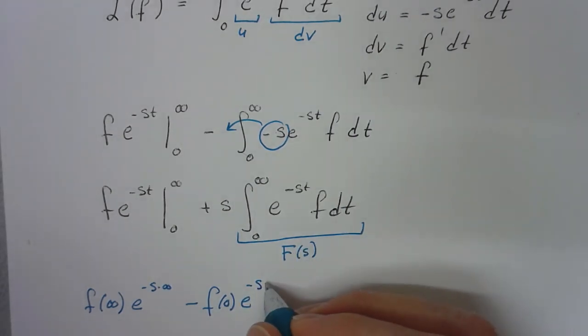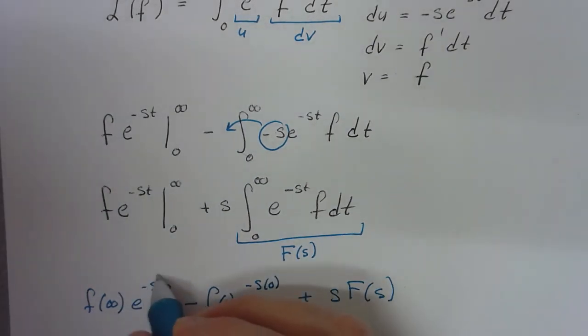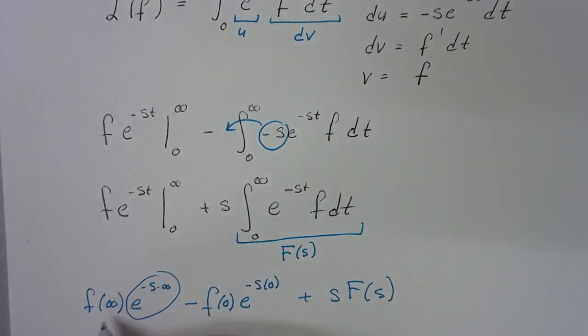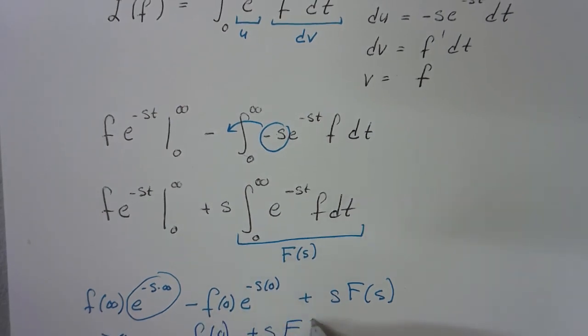All right, plus s capital F of s. So there is a technical restriction that we don't have to worry about on how fast these functions can grow. It can't grow faster than this decays. Otherwise, this thing will blow up. But we're going to assume that f grows slower than exponentials grow, and so this will go to 0. E to the 0 is 1. That's minus f of 0 plus s F of s.